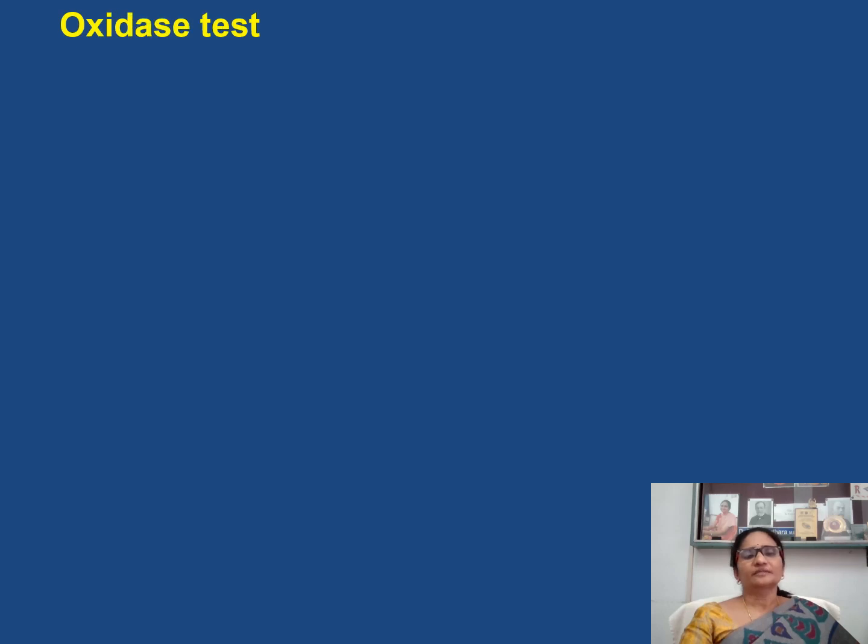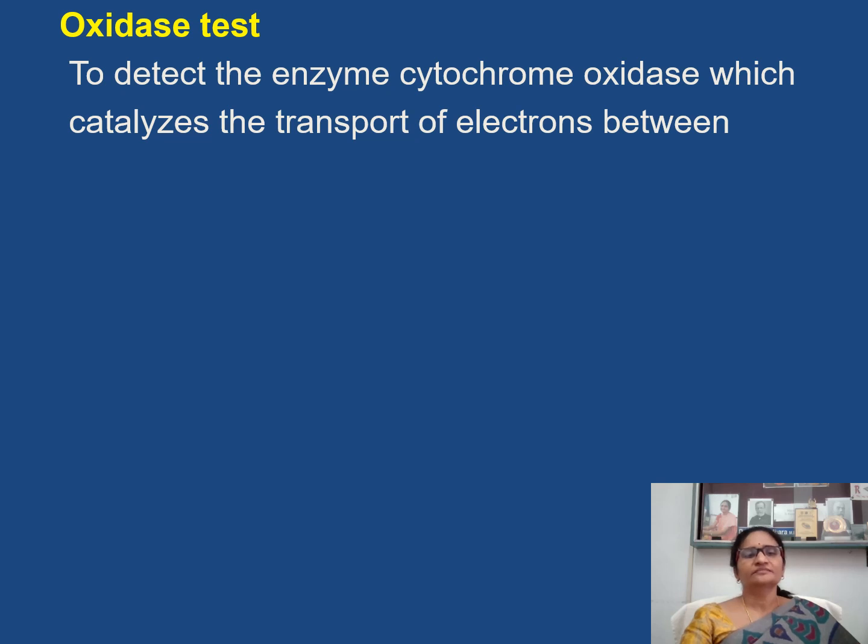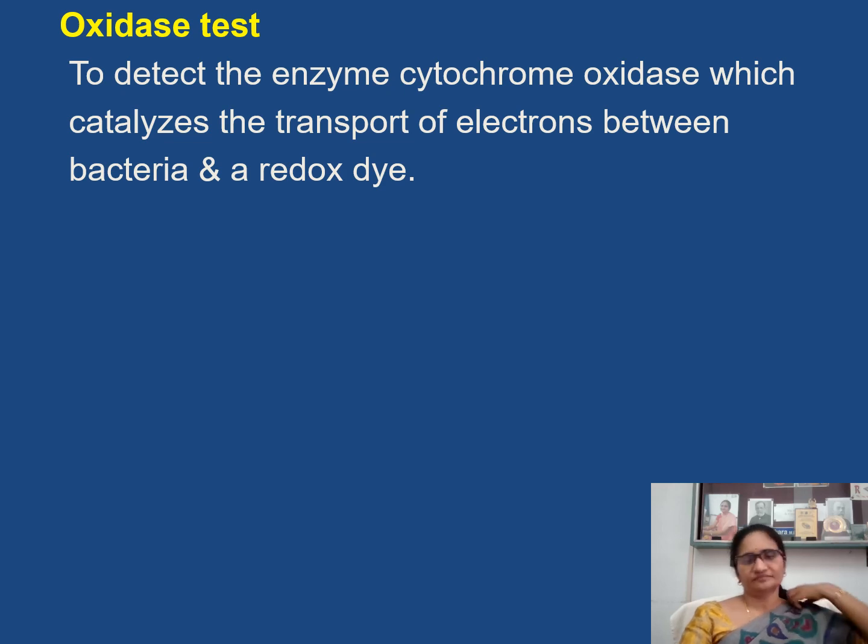Now coming to the other biochemical test, that is the oxidase test. Here it is to detect the enzyme cytochrome oxidase, which catalyzes the transport of electrons between bacteria under a redox dye. The main aim of the oxidase test is to detect the enzyme cytochrome oxidase. Some of the bacteria have the ability to produce that enzyme. The main action of that enzyme is it catalyzes the transport of electrons between bacteria and a dye, a redox dye.